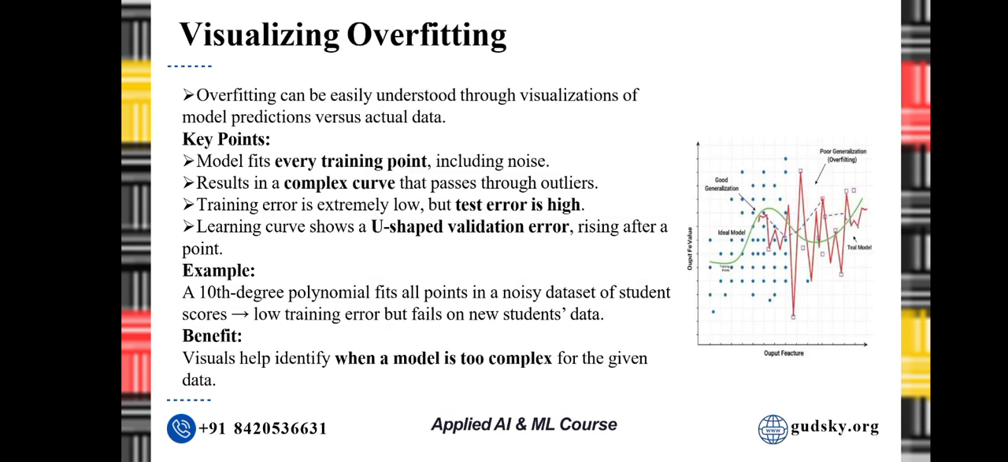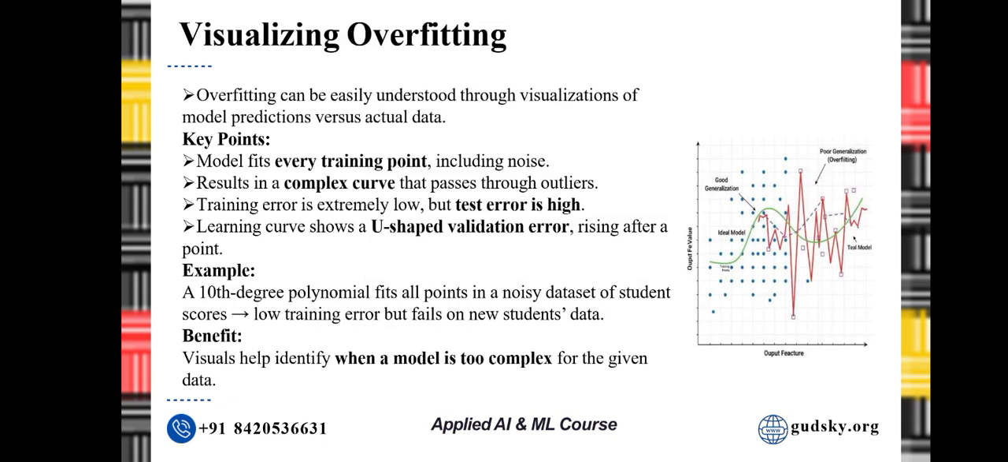It memorizes, not learns. Imagine a student who memorizes every single example in the book, even the printing mistakes. When a question appears in the exam, they get confused because it's slightly different. That's exactly what happens with an overfitted model. The graph shows extremely low training error, high test error, and a U-shaped validation curve: error goes down, then up again. So this is what the graph is showing.